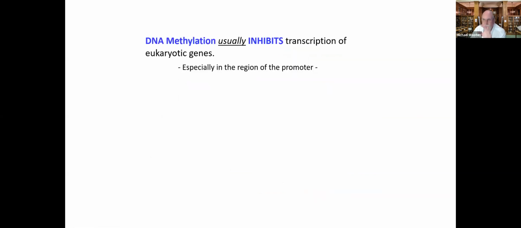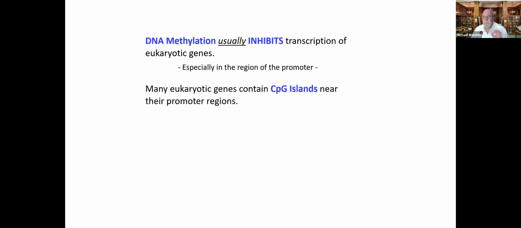So what's the end product of this? And again, I'm not going to get into all the methylation. That's chemistry and the mechanics of that. But methylation usually inhibits transcription of the genes. Okay, especially when it occurs in the region of the promoter.